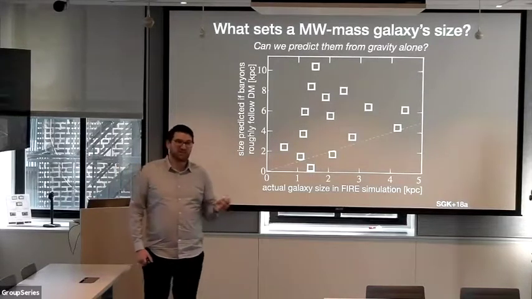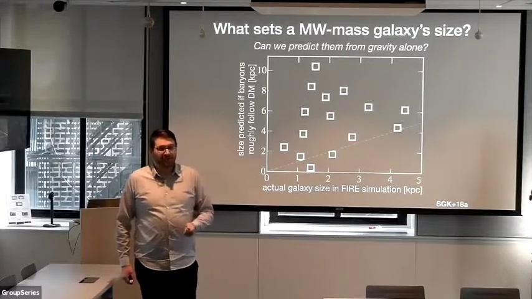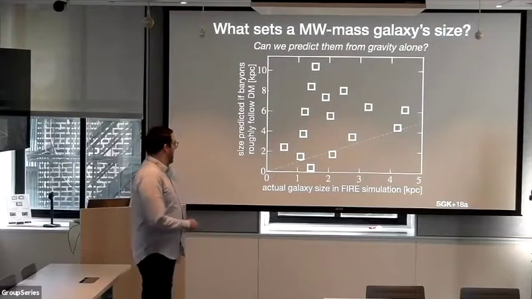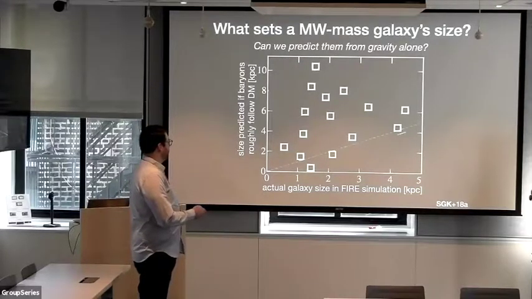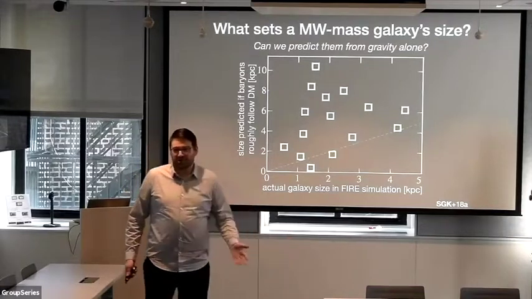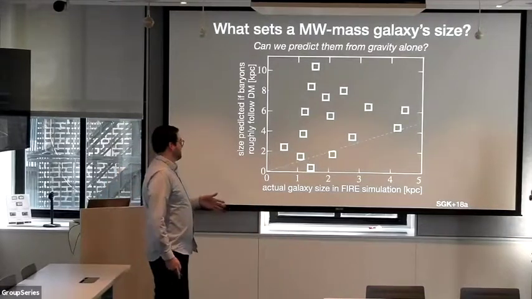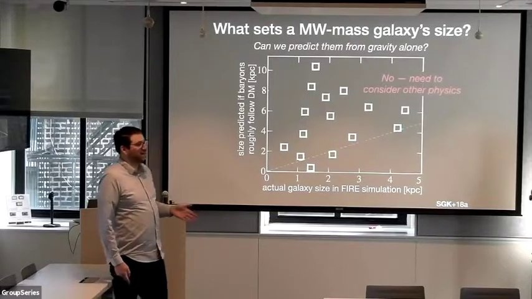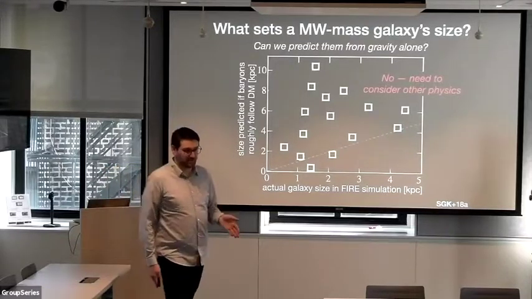In other words, if gravity is the only process that really matters for galaxy formation. And what you can see, so this dashed line is a one-to-one line, you can see that this just does a terrible job, right? You get the prediction completely wrong. So the answer is that no, gravity is not enough. You definitely need to consider other physics.